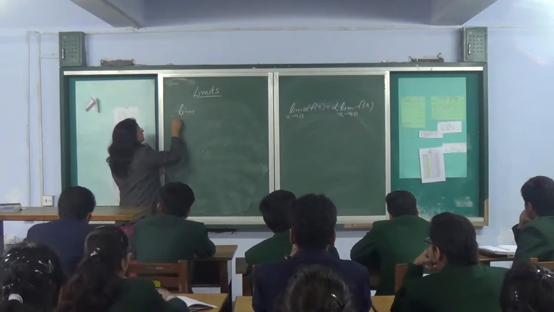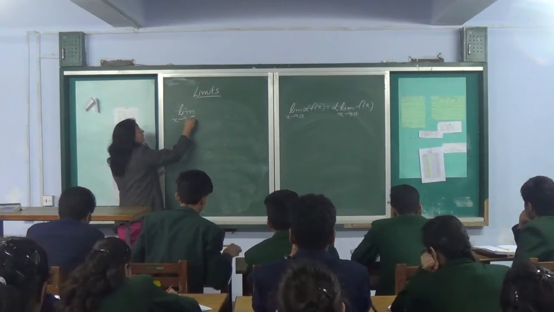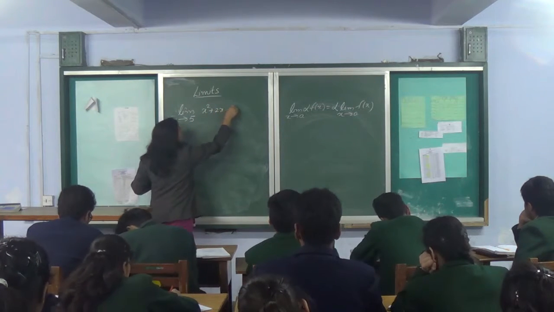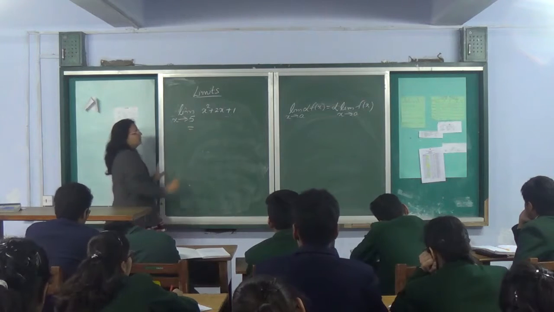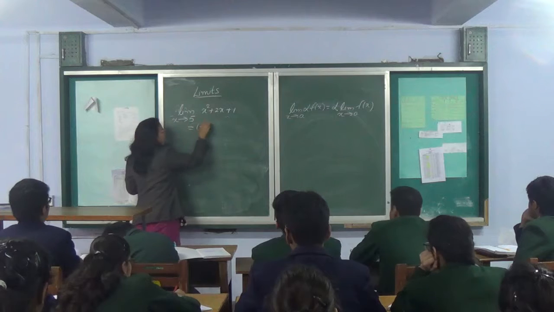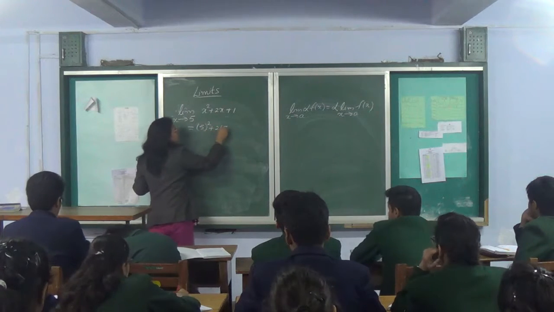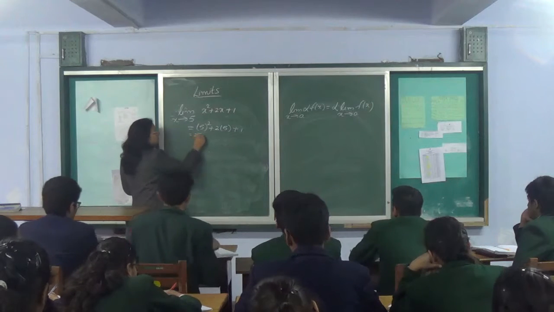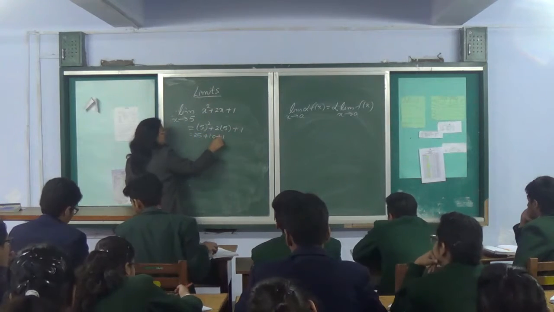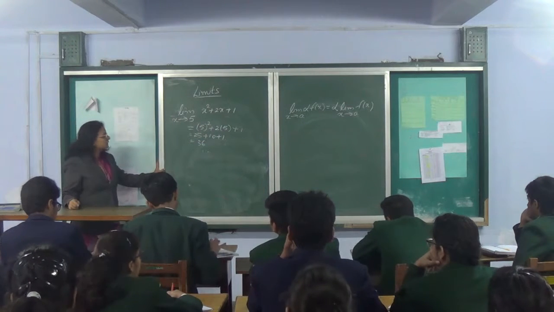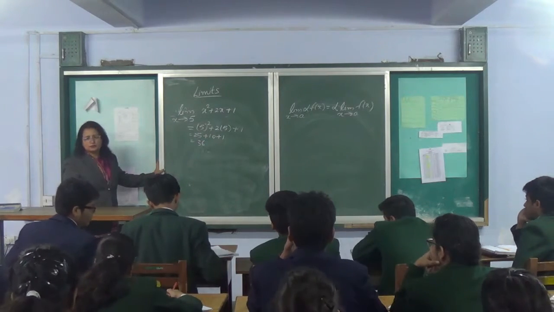Calculate this limit: x tending to 5, x square plus 2x plus 1. This is 5 square plus 2 into 5 plus 1, so this is 25 plus 10 plus 1, which is 36. So this is the limit in case of this function.